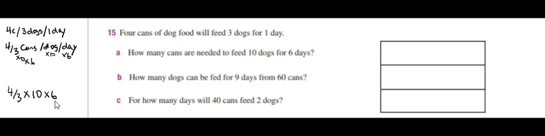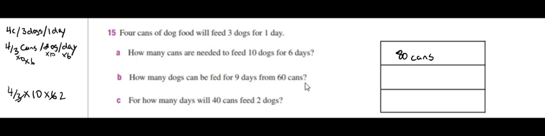10 times 6. Now if I quickly do a calculation, cross off that 3 with the 6, put a 2, 4 times 10 is 40, times 2 is 80 cans of food. 80 cans of food.